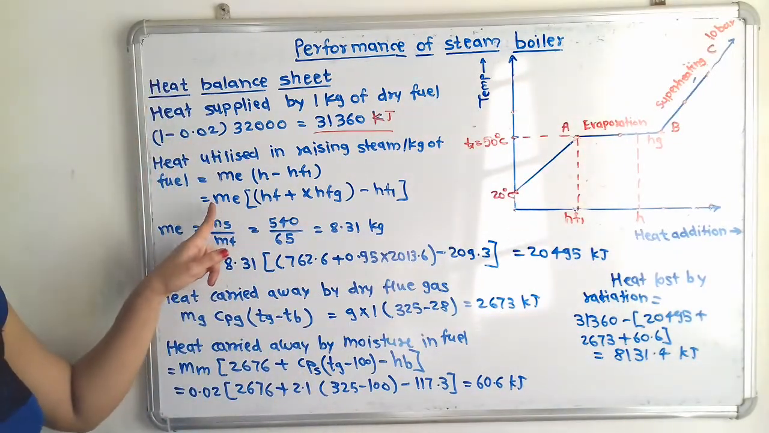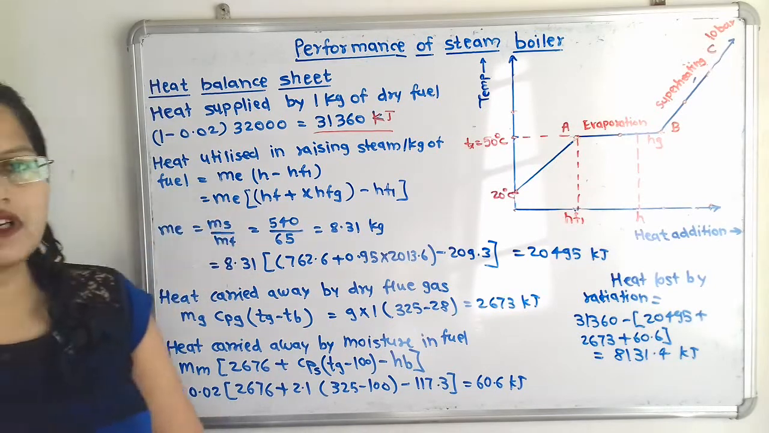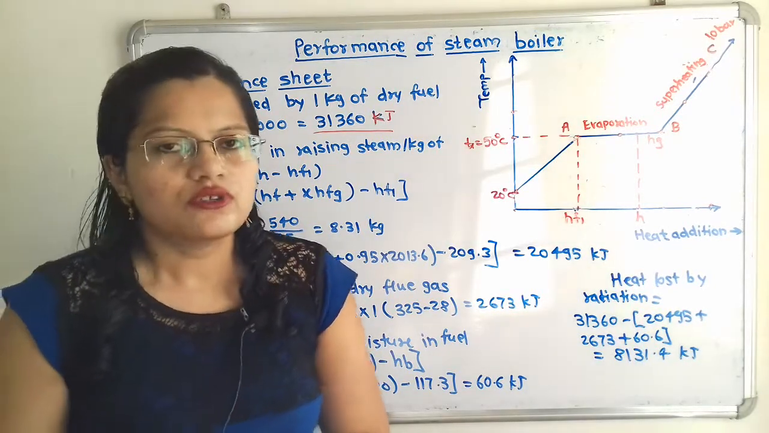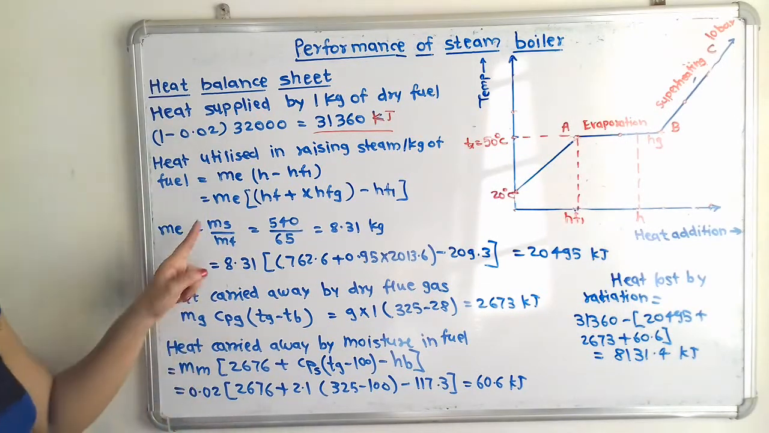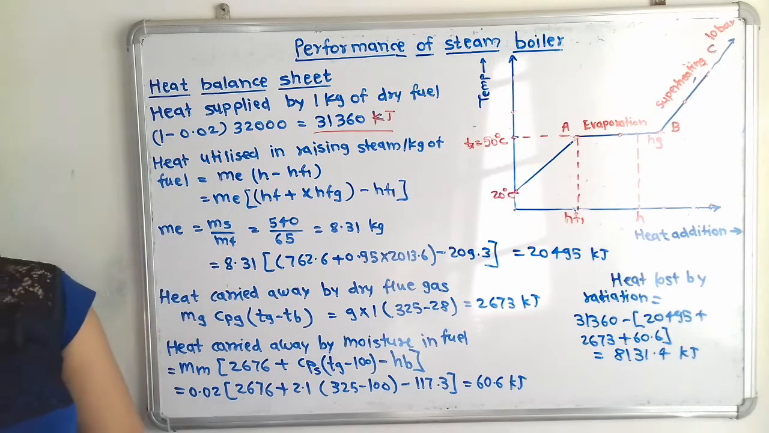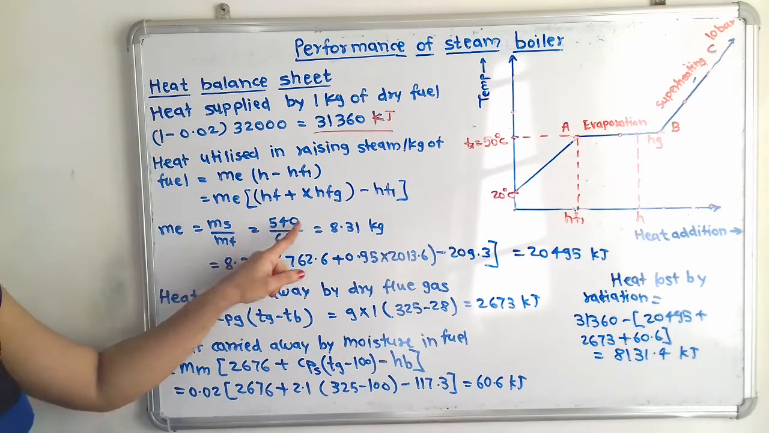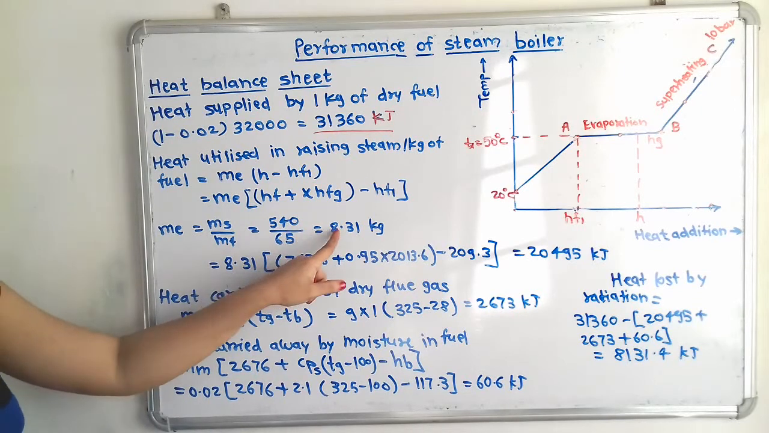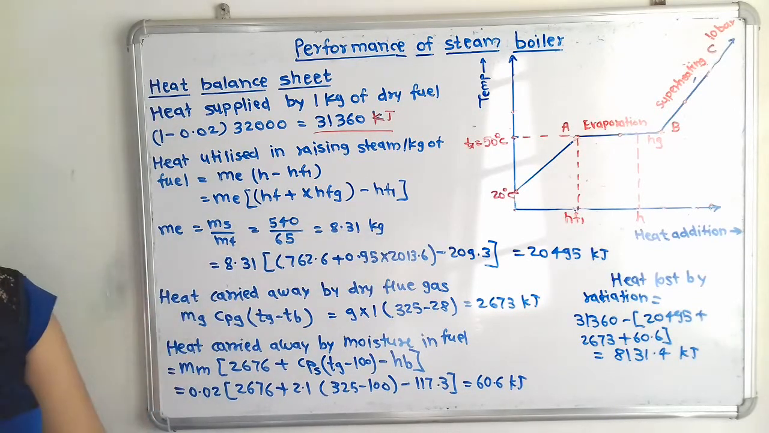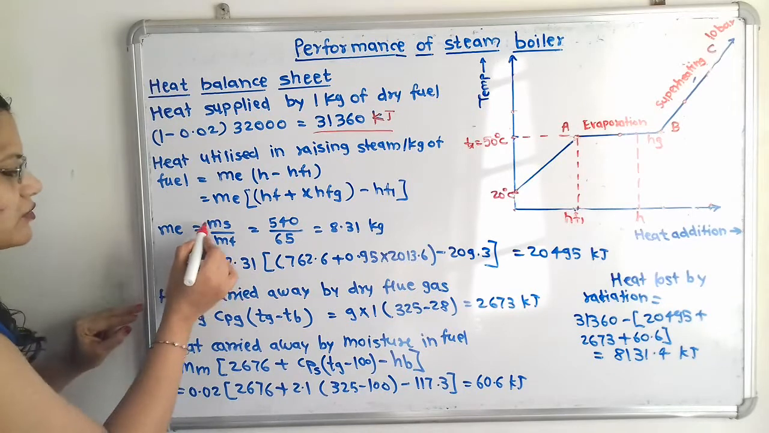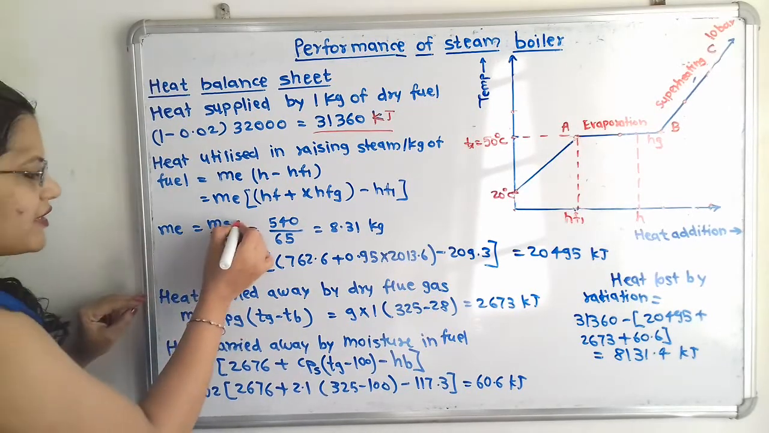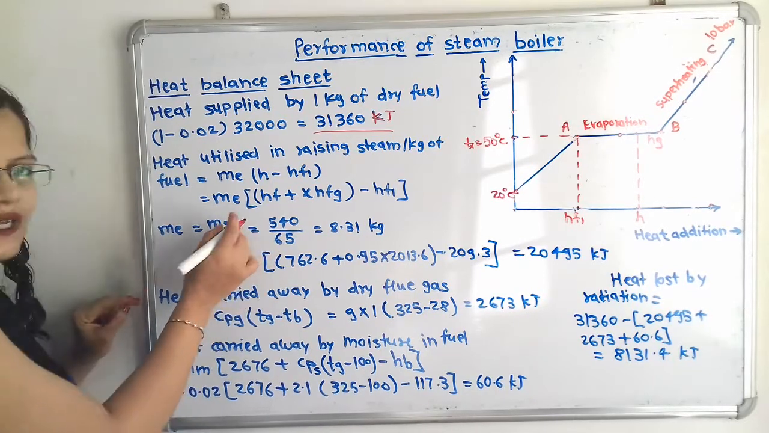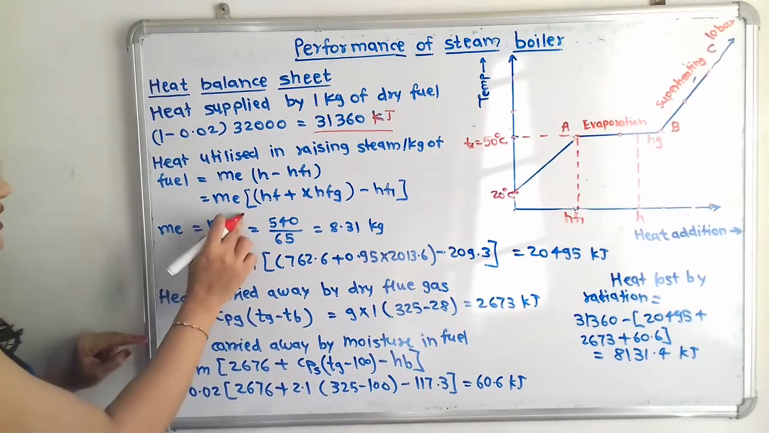Now what is this Me? That is the mass of water getting evaporated. This value is not directly given, but ms, the mass of steam, and the mass of fuel are given. So 540 divided by 65 is 8.31 kilogram. If we observe the mass of steam and the mass of fuel, we have to verify that the units are the same, so both units will get cancelled.